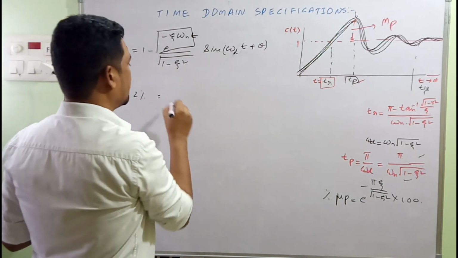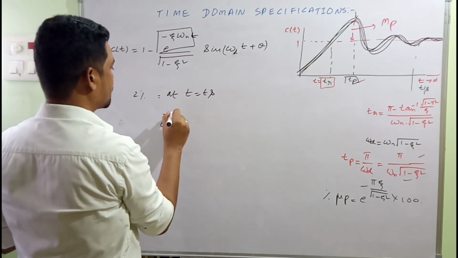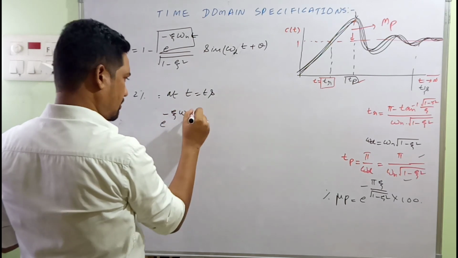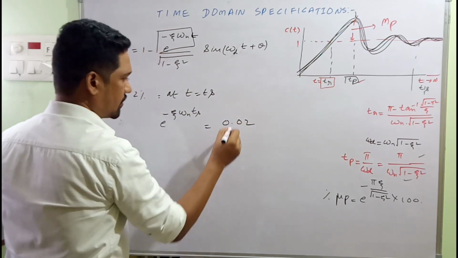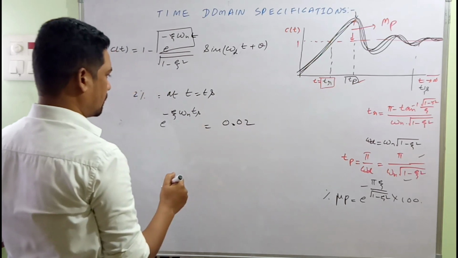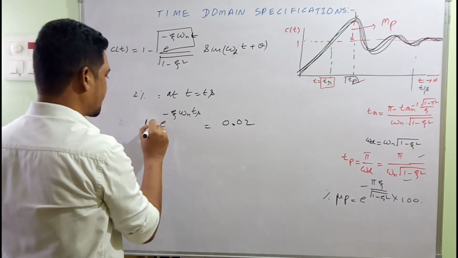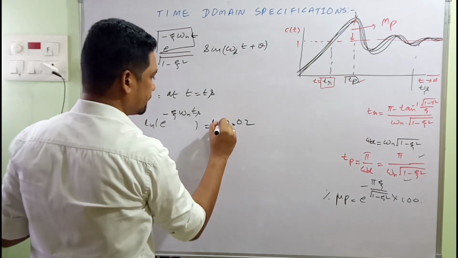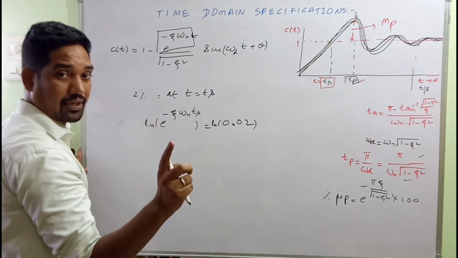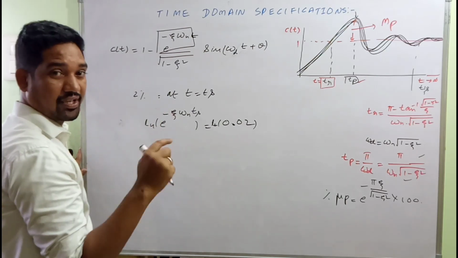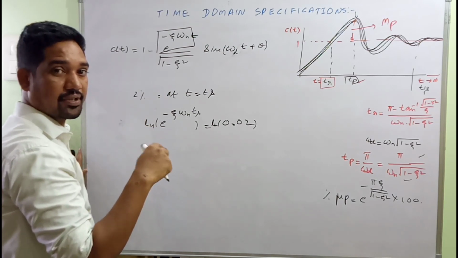tolerance, we have at t equal to Ts, e raised to minus zeta omega n Ts will be equal to 2%, right? We need 0.02. Now applying the natural log on either side, ln and ln on either side, this gets cancelled. You can check in your calculator: ln e raised to 2, you will be left with 2. Natural logarithm and exponential get cancelled.